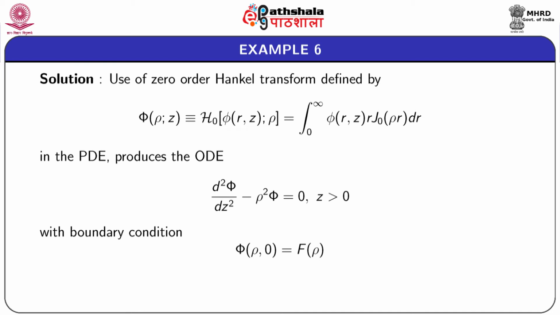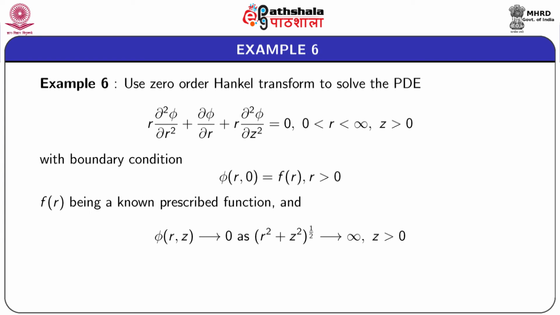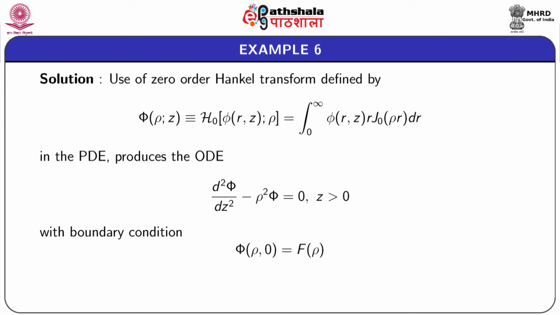For solution of this boundary value problem, we use the 0th order Hankel transform defined by capital phi of rho, z being the Hankel transform of small phi of r, z, which is denoted by H naught phi of r, z and defined as integral from 0 to infinity small phi of r, z r J naught rho r dr. Now, if we multiply this PDE on both sides by r J naught rho r and integrate between 0 to infinity with respect to r, we see that this PDE reduces to an ODE in capital phi, which is given as d2 capital phi dz2 minus rho square capital phi equal to 0 for z positive.